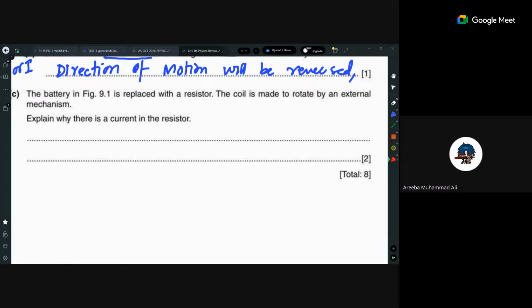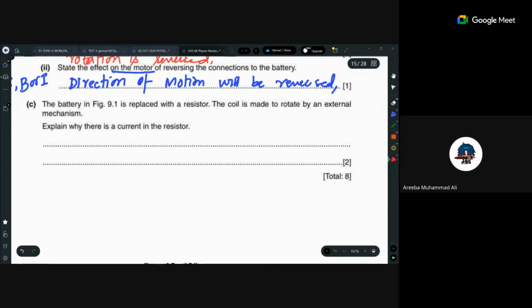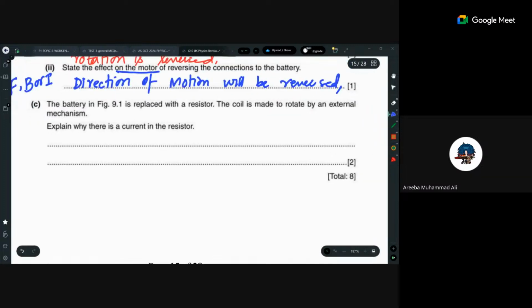The battery in figure 9.1 is replaced with a resistor. The coil is made to rotate by an external mechanism. Explain why there is a current in the resistor.